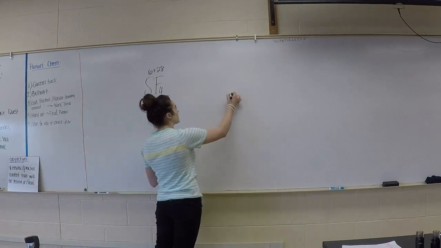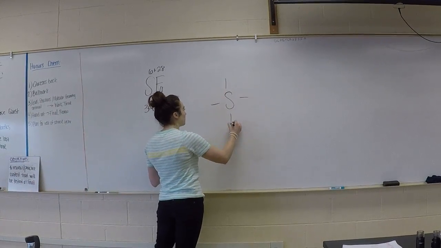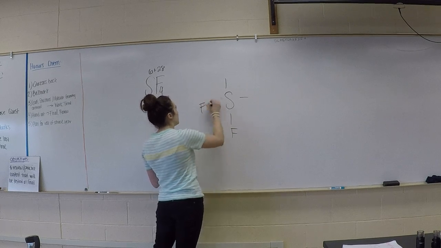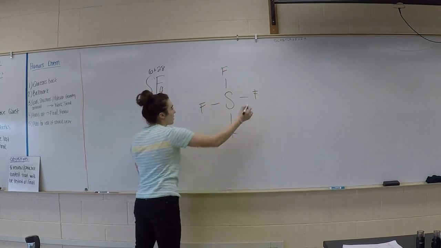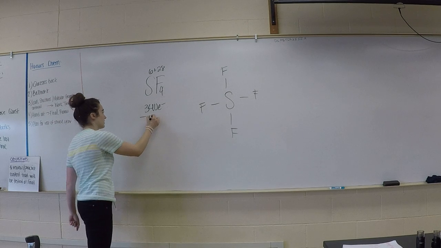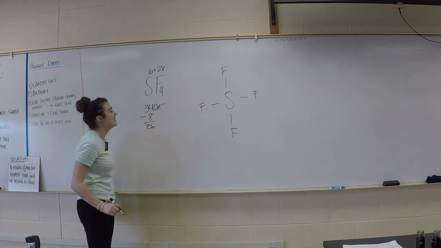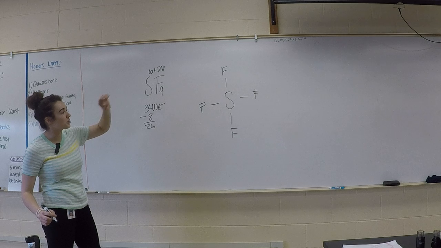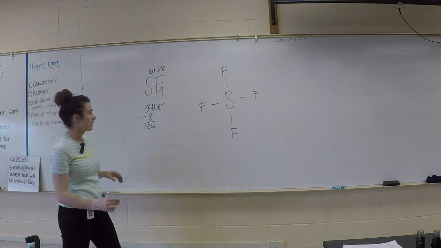You can see clear. So S was in the middle. You should have bonded all of them. Taking away how many from our count? 8. How many around each fluorine to give them an octet?